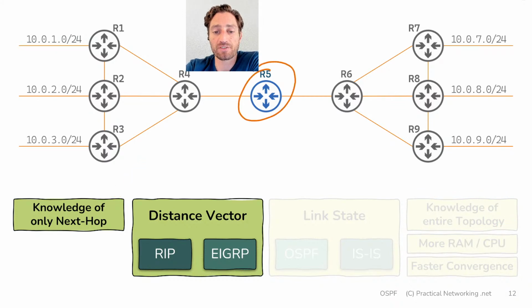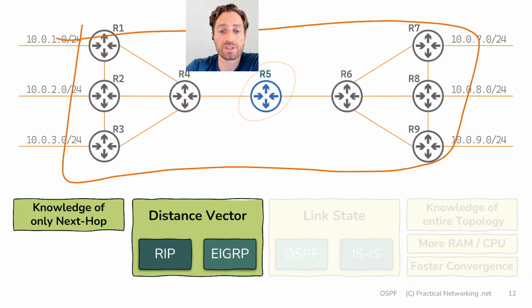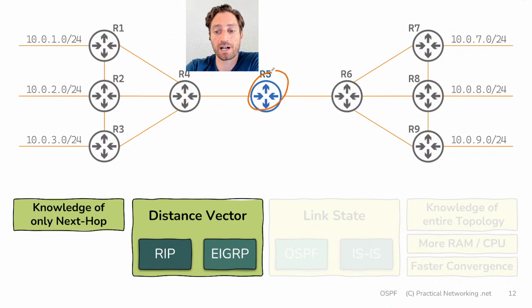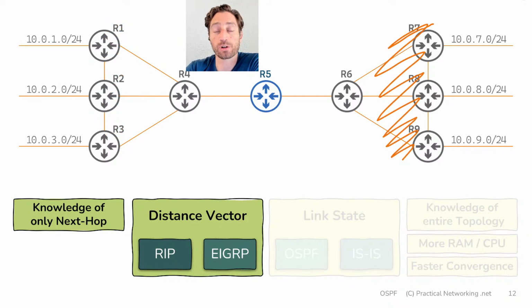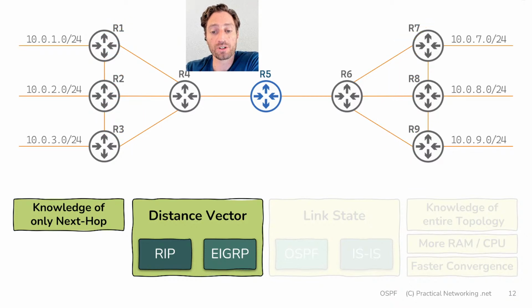So if router 5 is doing distance vector along with all these other routers, router 5 is going to know that it's connected to router 4 and router 6, but it's not going to have any knowledge of what's happening on the other side of router 4 and router 6 respectively. All it's going to know is that somewhere on the other side of router 4 are these IP networks, and somewhere on the other side of router 6 are these 3 networks.